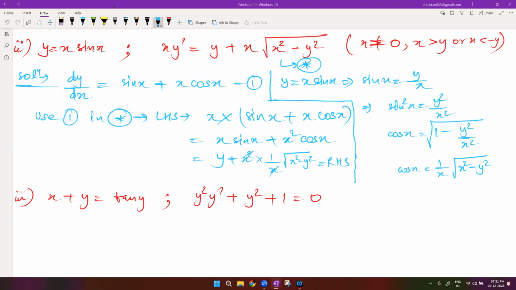We can take LHS or RHS, anything. In this case, the third one, you can't take RHS obviously because RHS is itself zero. You should start with LHS and you have to prove that LHS is also 0.